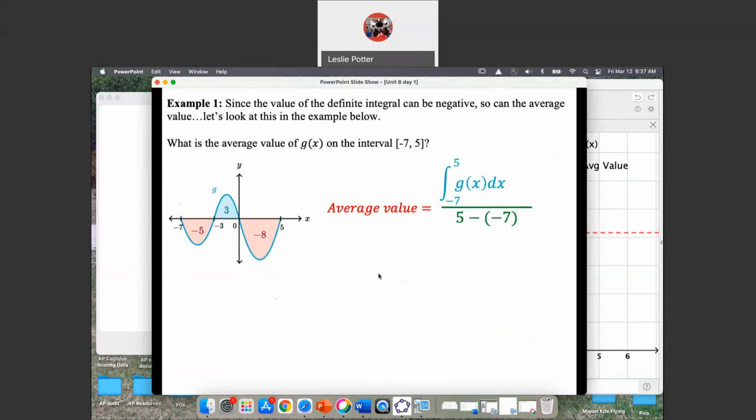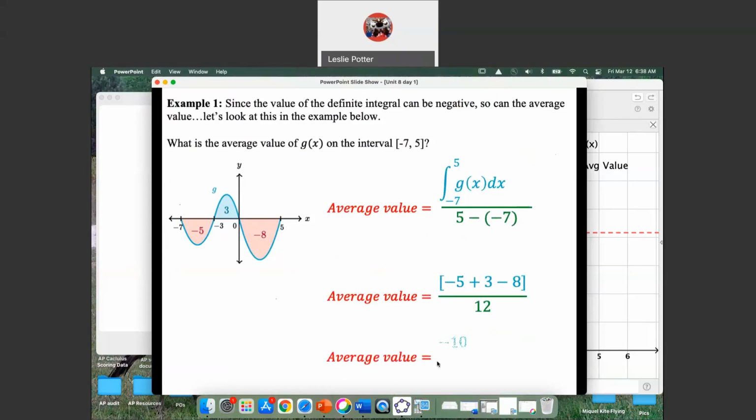Okay, so looking at this then, we're just summing up the regions that we see. So we have -5 plus 3 minus 8 all over 12. That's the width of the region that we're looking at. And so we can have this region crossing the x-axis. It doesn't affect the calculation for the average value. So calculating this out, we get -10 over 12.